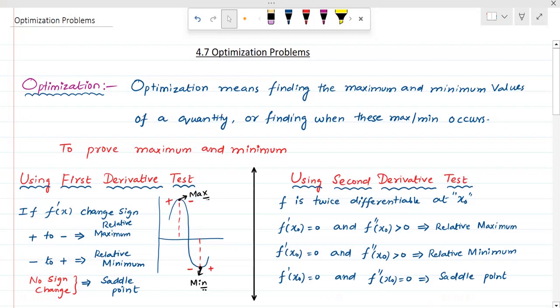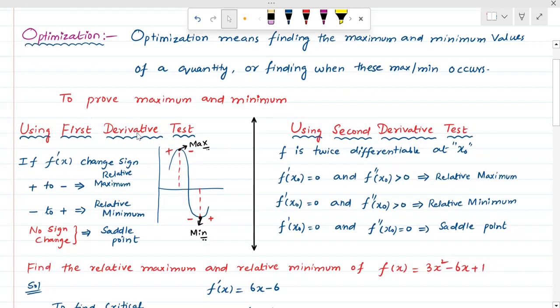This is Dr. Mohammed. In this video, we are going to discuss the topic optimization problem. So, what is optimization? Optimization means to find the maximum and minimum value of a quantity, or finding where the maximum and minimum occurs. To prove the maximum and minimum, we have two tests: one is the first derivative test and the other is the second derivative test. These are the two methods to find the maximum and minimum.